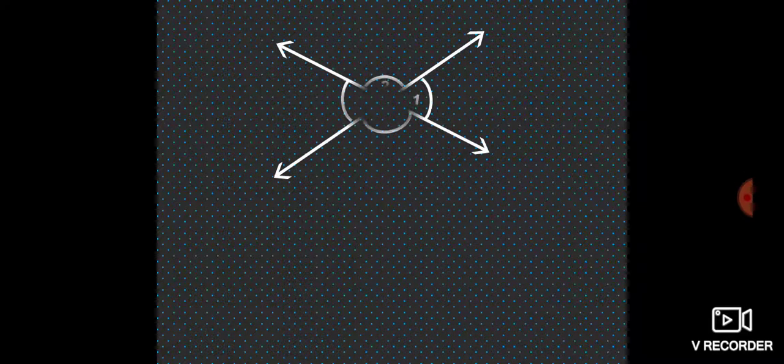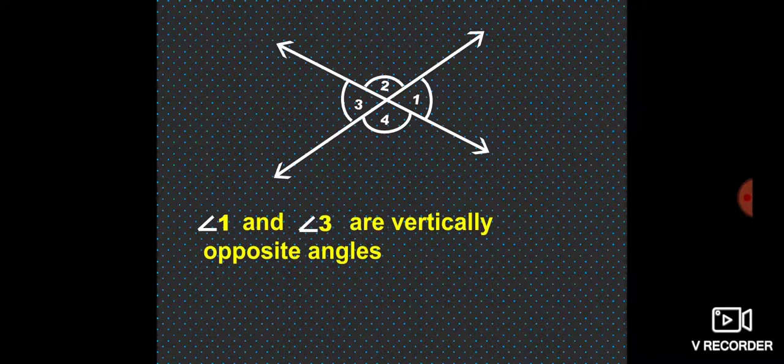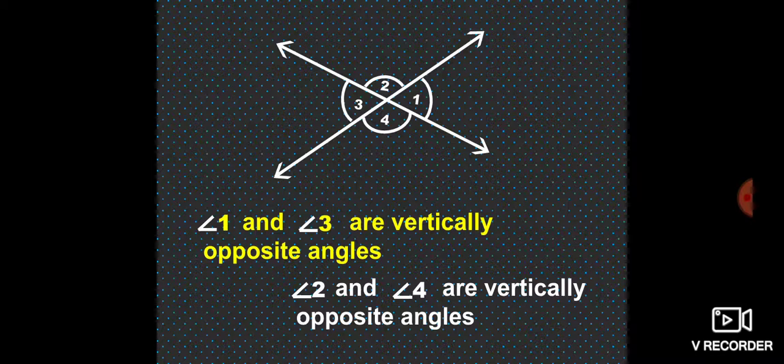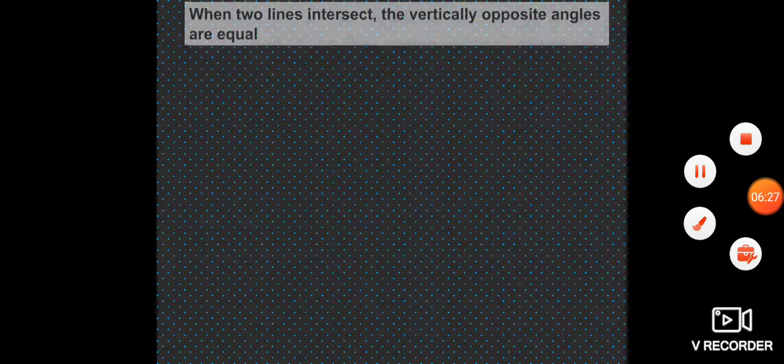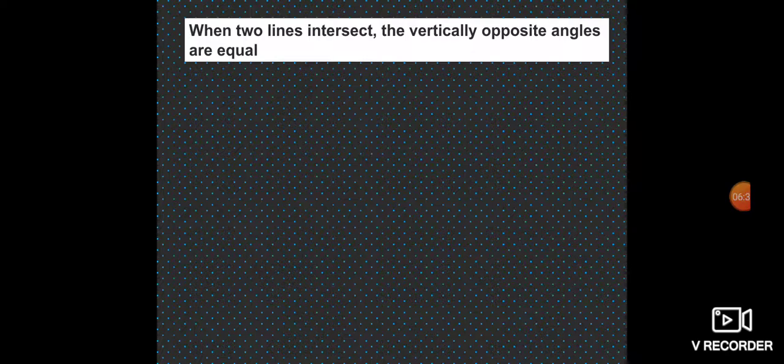Okay. Next we have to discuss this 2 and 4. Angle 2 and 4 are vertically opposite angles, just like angle 1 and 3 are vertically opposite angles. And one more thing is the measurement of angle 1 and 3 are same, and also the measurement of 2 and 4 are same. That means the measurement of vertically opposite angles are same, equal. When two lines intersect, the vertically opposite angles are equal. Vertically opposite angles are equal.